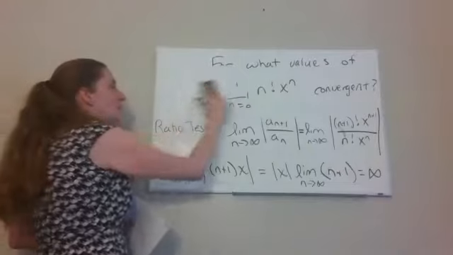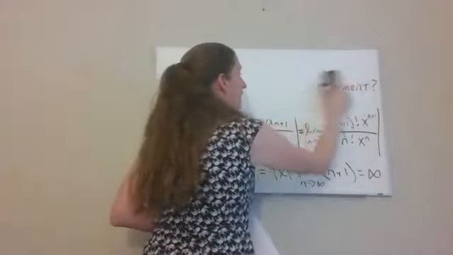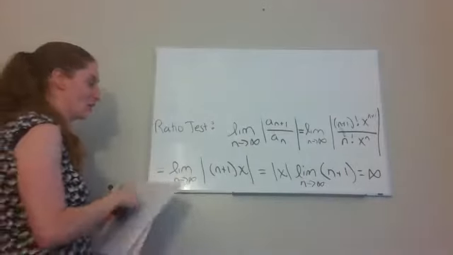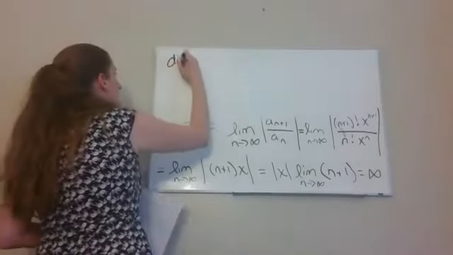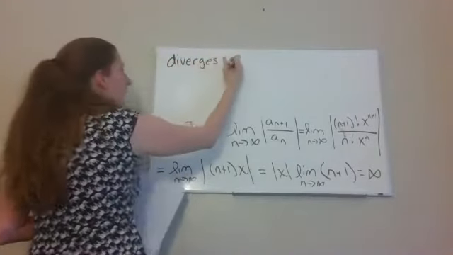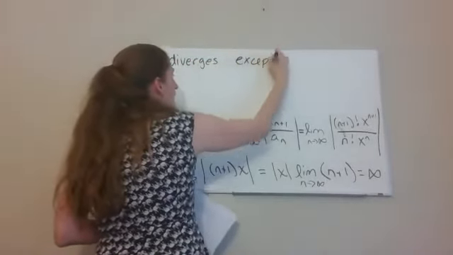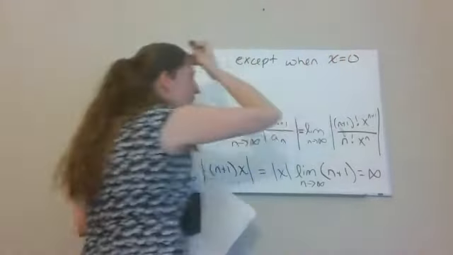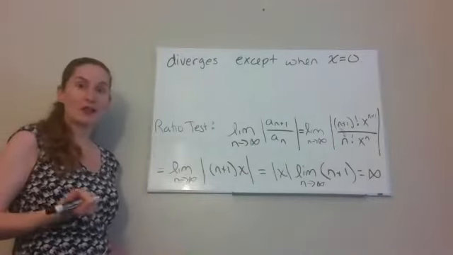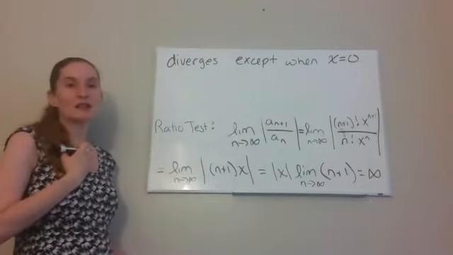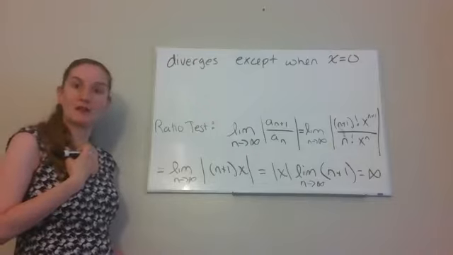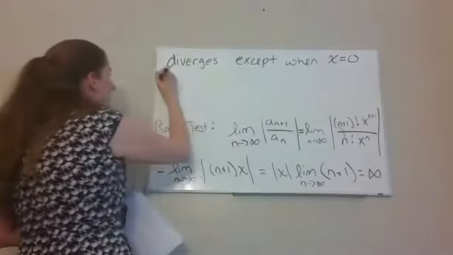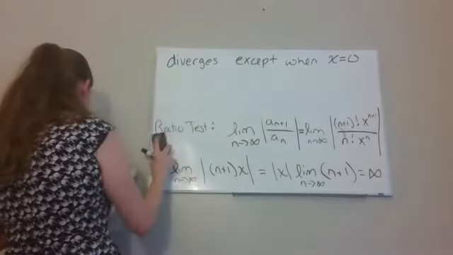Now, remember, the ratio test says we converge when we're less than 1. Well, I got an infinite limit, so this diverges. Except when x is equal to 0. Because remember, our power series always converge at least one point, and when x is equal to 0, my original series is just the sum of zeros, so it converges. Let's do another example doing this.